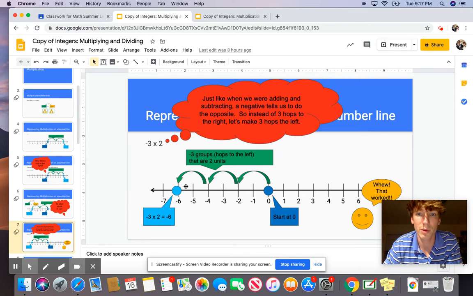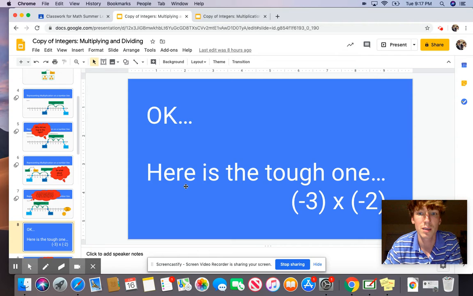Just like when we were adding and subtracting, a negative tells us to go the opposite way. So instead of 3 hops to the right, it's 3 hops to the left. I think y'all get that. Should be good. Here's a tough one. Something tricky. Negative 3 times negative 2.